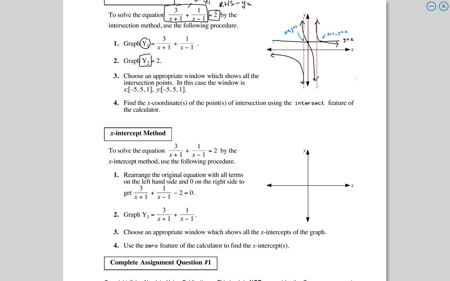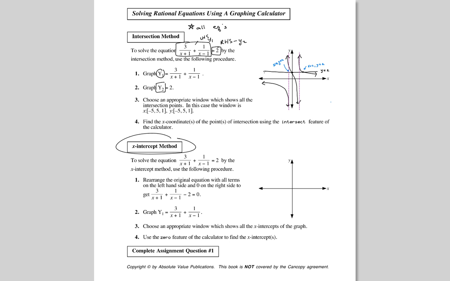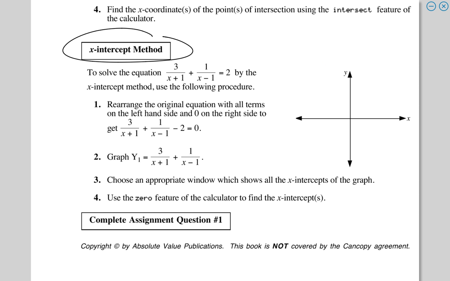Okay. So this x-intercept method, I'm just going to show it to you briefly, and then you can use either. I never use the x-intercept method. I always use the intersection method, so I'll show you both. For the x-intercept method, you just bring the 2 to the other side, and then what do you notice? It switches signs, and now you're equal to 0. So you put everything on one side equal to 0, and then you solve for the 0 using the zero feature. Okay, so it's a little bit different.